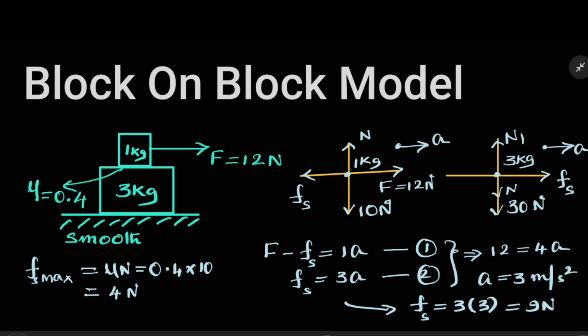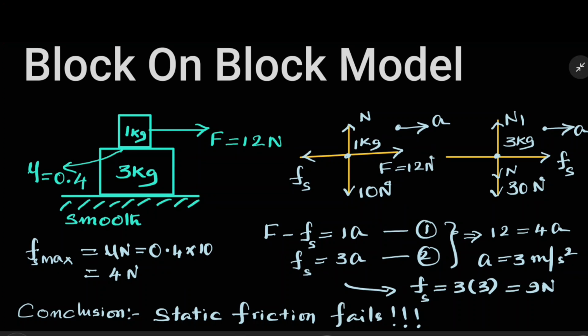Friction required is 9 Newton, whereas the maximum value of friction that can be adjusted is only 4 Newton. The maximum possibility is only 4 Newton, but the required is 9 Newton. So we can conclude that static friction fails and the kinetic friction acts between the blocks. There is slipping between the blocks. They move with different accelerations, A1 and A2. This is the conclusion. Let us redo the problem by taking the kinetic friction.